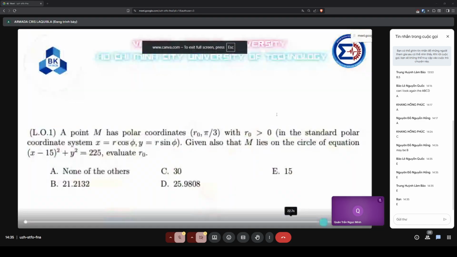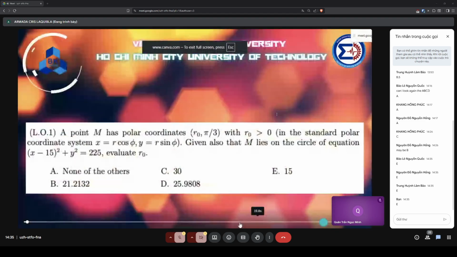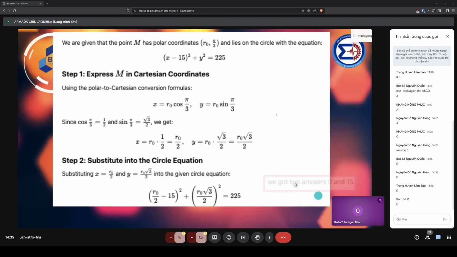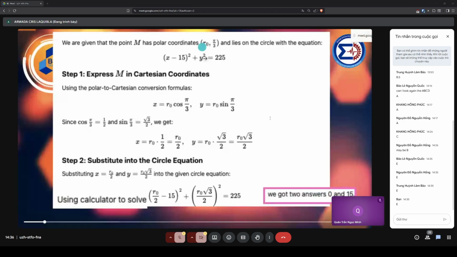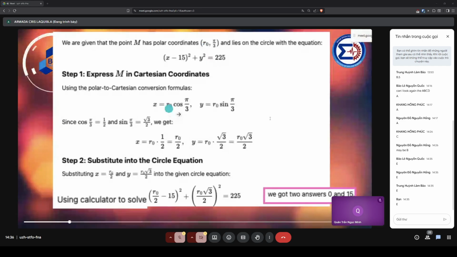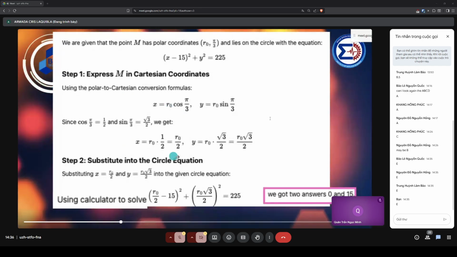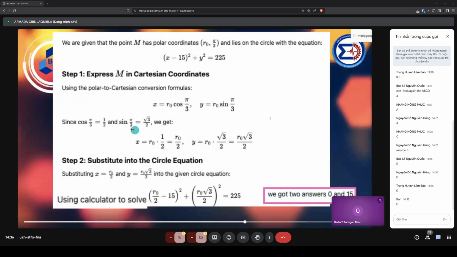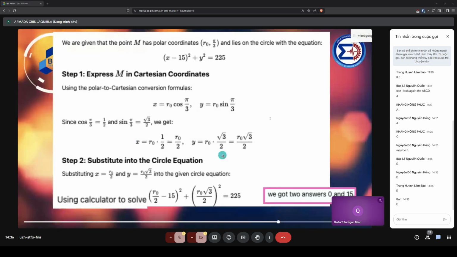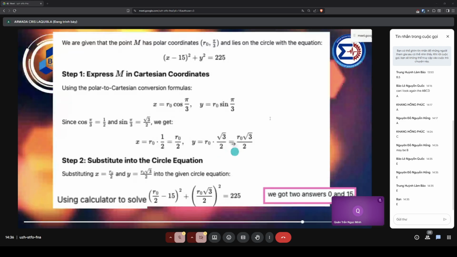Okay, as I've told you, you just substitute it there in your X and Y. So we have this given. Then your R is R sub 0. Your phi there is pi over 3. And cosine of pi over 3 is 1 half. So R sub 0 times 1 half. Your X there is R sub 0 over 2. Now for your Y, it's R sub 0 times sine of pi over 3. The sine of pi over 3 is equivalent to square root of 3 over 2. So your Y there is R sub 0 square root of 3 over 2.